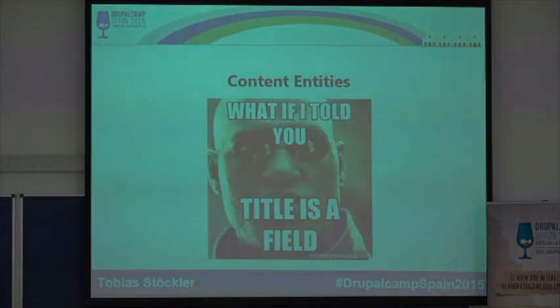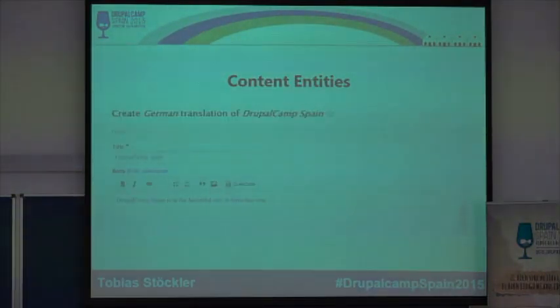So the node title is in fact a field, and just with that, we can translate it. This is a screenshot of the content translation module in core. As you can see, I'm creating a German translation of a node. This node has a title field and a body field. Everything just works out of the box, because everything is a field. This was a huge step for Drupal 8, and it's really, really awesome.